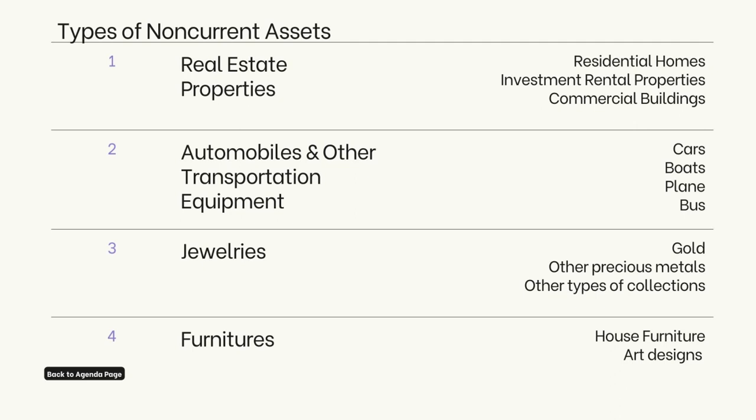Next are the transportation assets: automobiles, boats, plane, bus, etc. The third is jewelry made of gold and other precious metals and stones. It also includes special collections like magazines, toys, antiques. Last example is home furniture and art decors. The list presented here is not exhaustive of all types of personal assets that you can include in your balance sheet. You might have other assets that are not discussed here, but you may classify them based on what has been discussed.